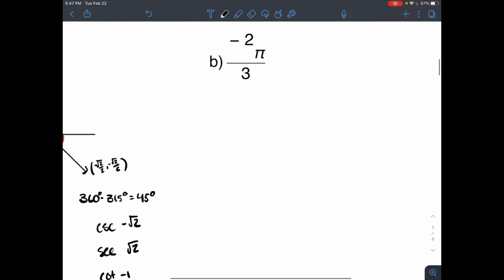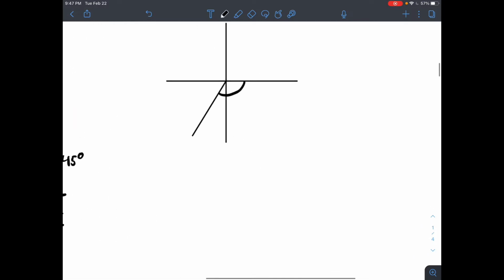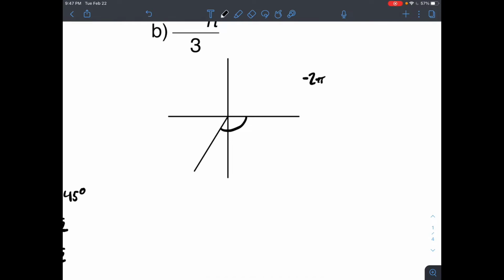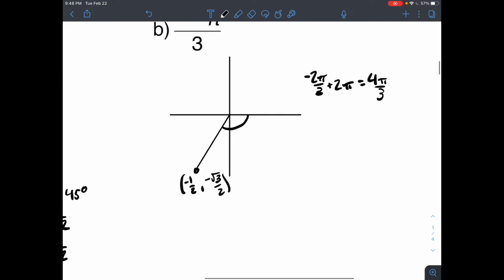Negative 2 pi over 3. What's this going to look like? Let's go ahead and graph it. 2 pi over 3 is going to end up... Why's my straight line not working? Down here. Looking like this. If we add 2 pi to this, we're going to get 4 pi over 3. So at 4 pi over 3, our x is 1/2, and our y is negative radical 3 over 2.